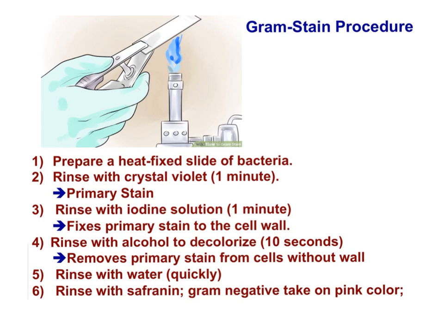The bacteria must be heat fixed to the slide as the first step. Then rinse the cells with crystal violet. This is the primary stain. Then rinse with iodine solution. This fixes the crystal violet to the cell walls of the cells that have been fixed to the slide. And then rinse with alcohol to decolorize. Any cells that do not have a wall will have the primary stain removed. And then rinse with some water. Rinse with safranin, which gram-negative cells take on to provide a pink color. This allows them to be distinguished from the dark purple coloration of the gram-positive cells.